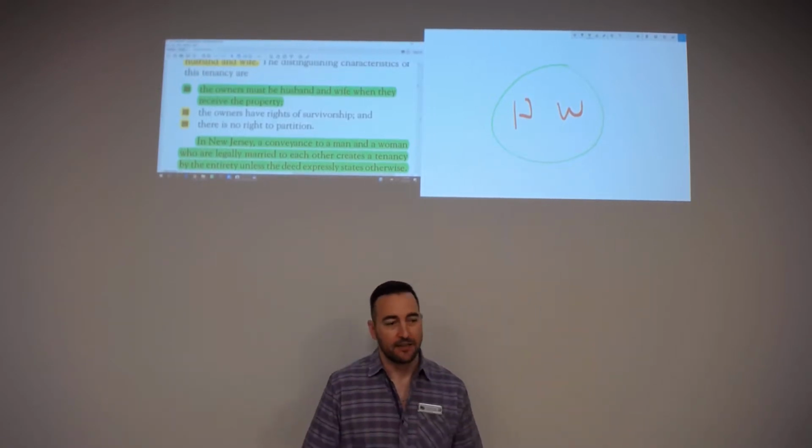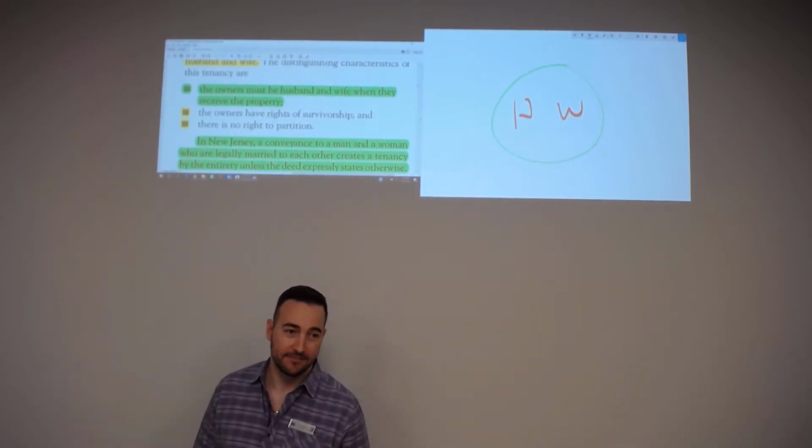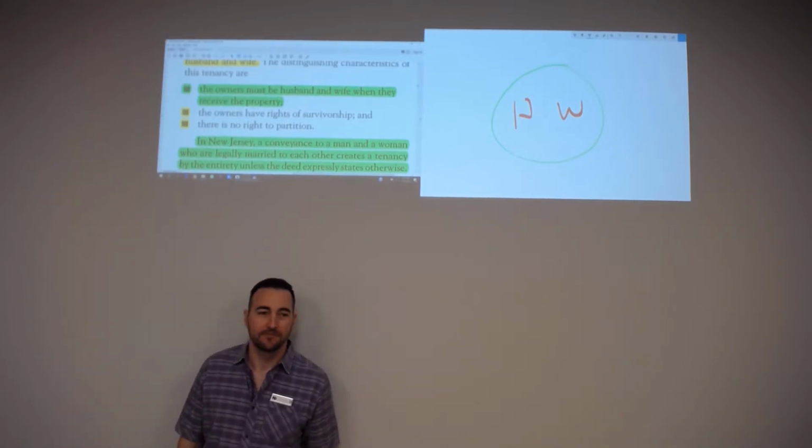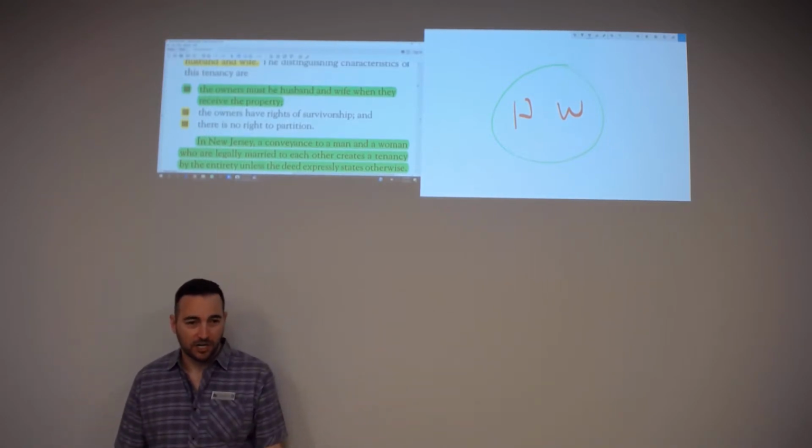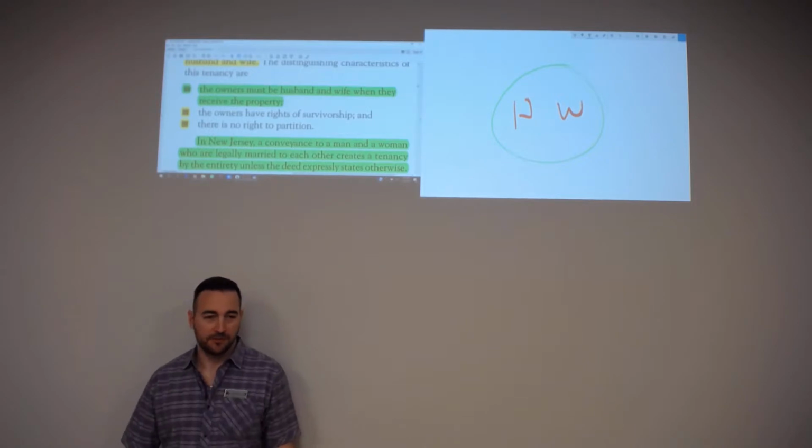Yeah, so spouse and spouse, let's put it like that. The book mentions husband and wife, but yes, spouse and spouse. Okay?